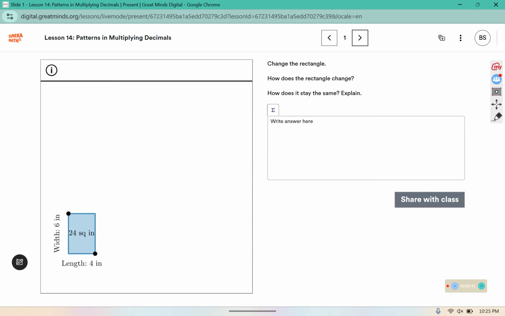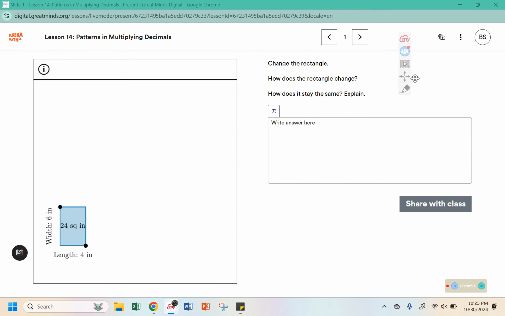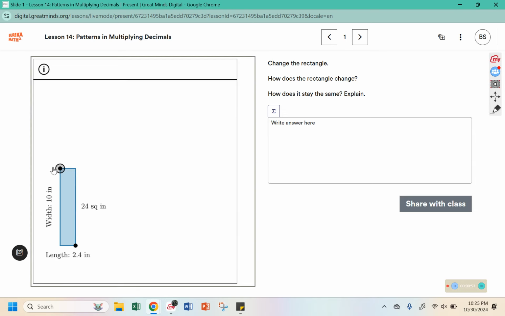This is a digital lesson, so if you do not have access to the digital lesson, just go ahead and follow along and take notes in your composition book. It says, change the rectangle. How does the rectangle change? We can adjust the width and the length.